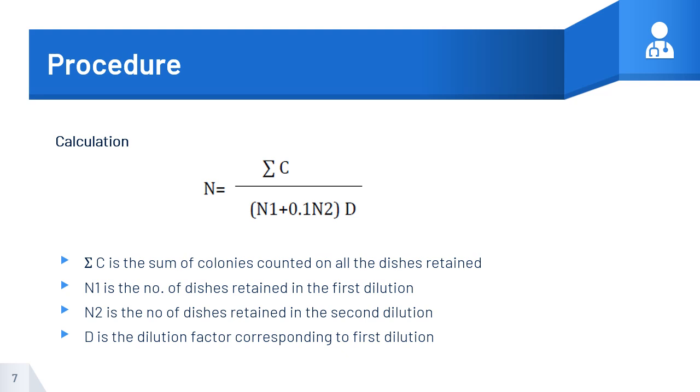And N1 is the number of dishes retained in the first dilution, and N2 is the number of dishes retained in the second dilution, and D is the dilution factor corresponding to the first dilution.